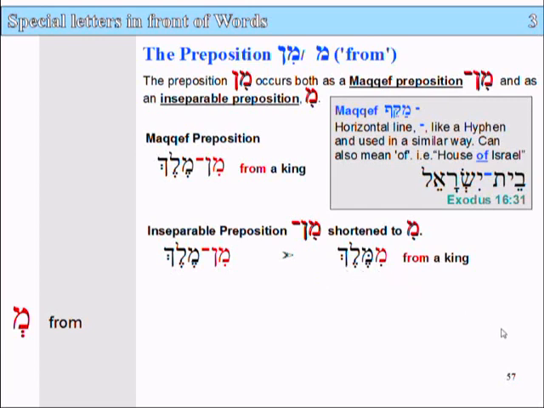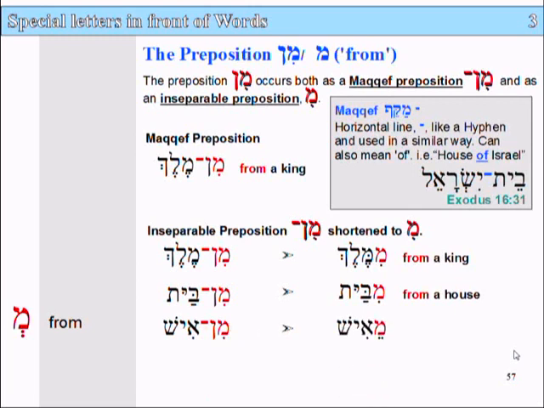And let's see some more examples. Min Bait, from a house. Or we can write that simply as mabait, from a house. So they both mean the same thing. Or min ish, from a man. And we can write that differently. We just put the inseparable preposition mem in front of the word, and it becomes ma'ish, meaning the same thing, from a man.